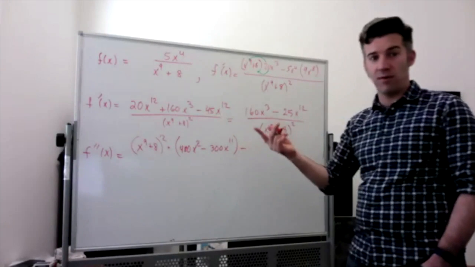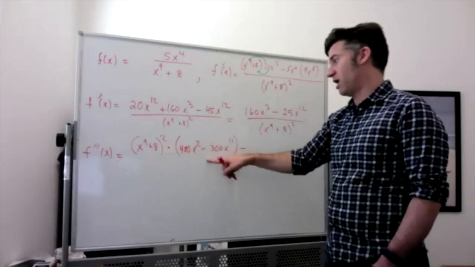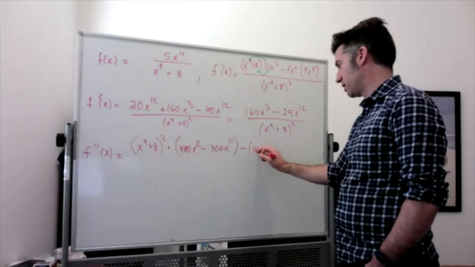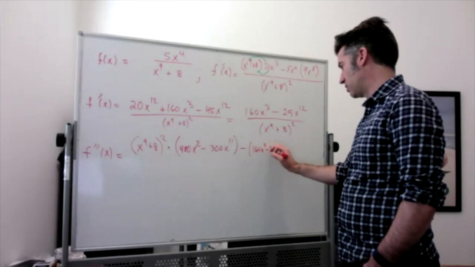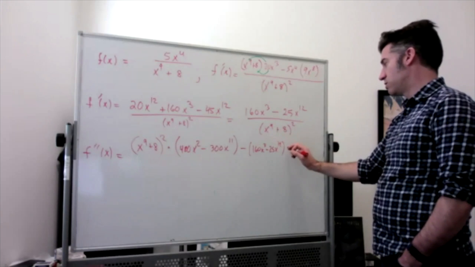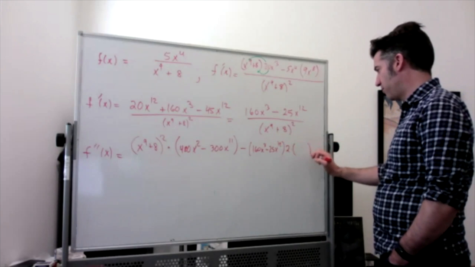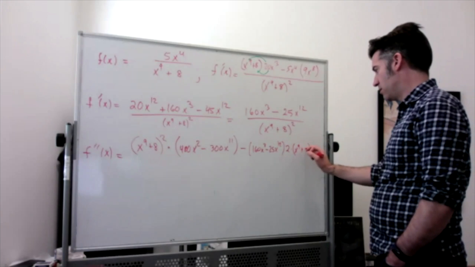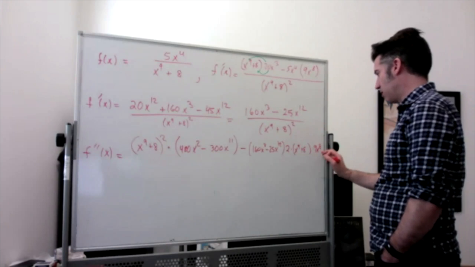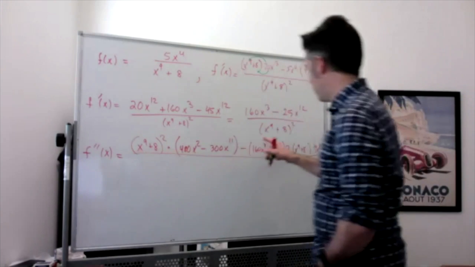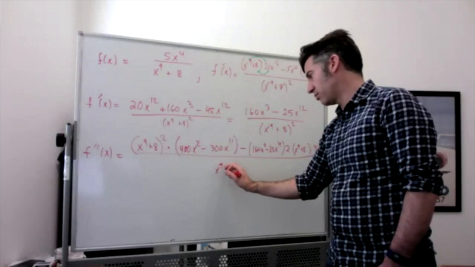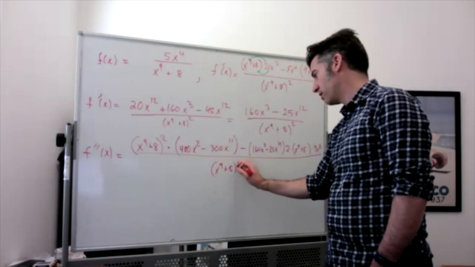Minus, now we flip it, right? So doing the bottom times the derivative of the top, it's going to be the top times the derivative of the bottom. So it's going to be 160x cubed minus 25x to the 12th times the derivative of the bottom, which is 2 times my stuff to the first power times the derivative of my stuff, which is 9x to the 8th. All over x to the 9 plus 8 squared squared. So x to the 9th plus 8 to the 4th.